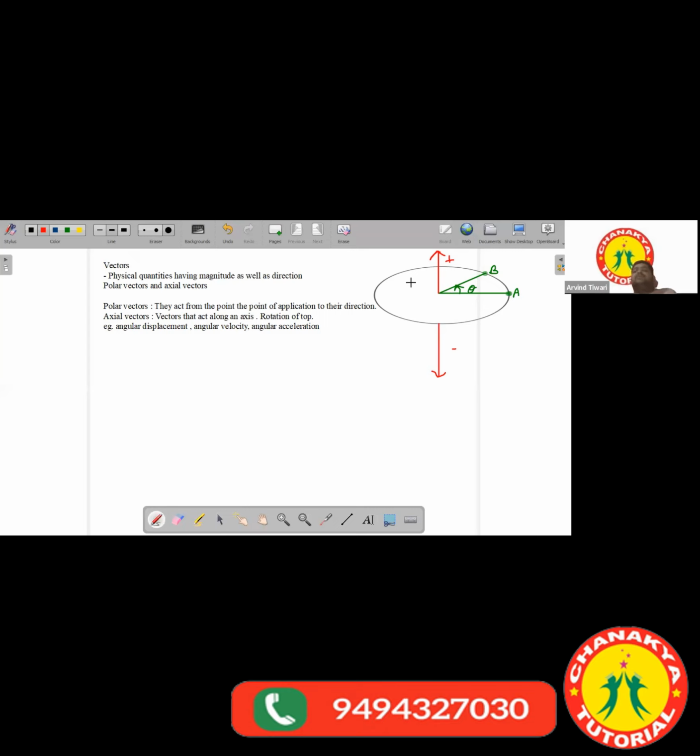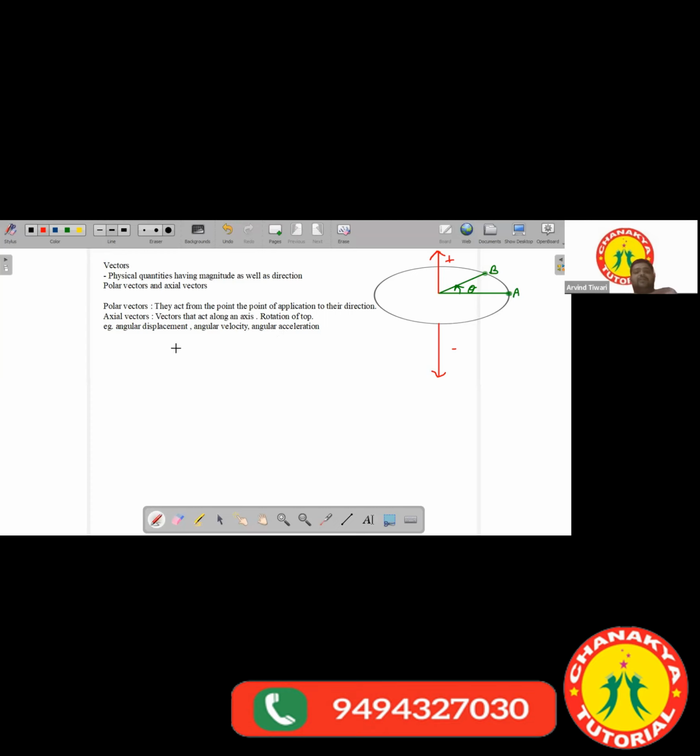So actually, this ring or whatever disk is there, it's not moving in the downward direction. It's not moving in the upward direction. But the angular displacement will be taken along the positive direction and negative direction. Got it? In a similar way, we can take angular velocity also.